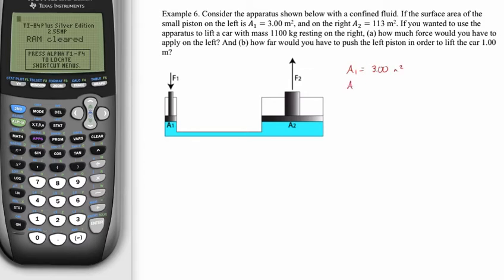So this whole apparatus is on a very large scale. 113 square meters. All right. And we want to use this to lift a car. The car has a mass of 1,100 kilograms, and it's resting on the large platform, right? So the car is over here. This is the location of the car. And the mass of the car is 1,100.